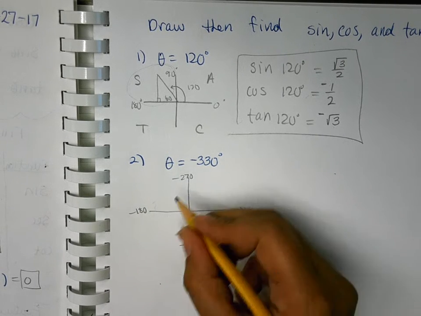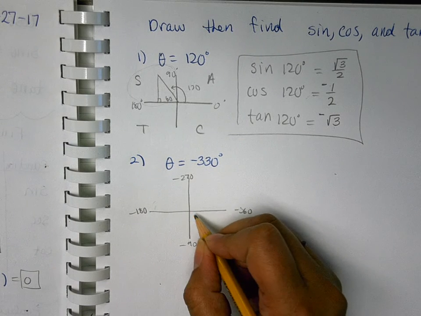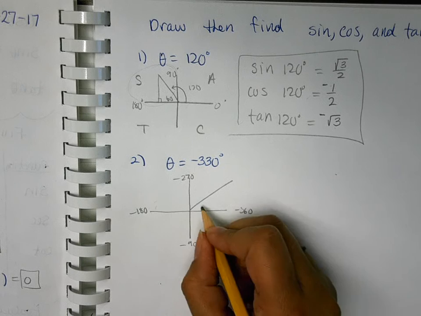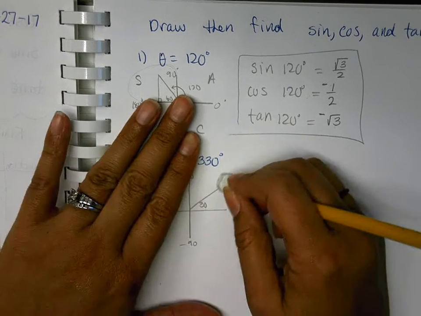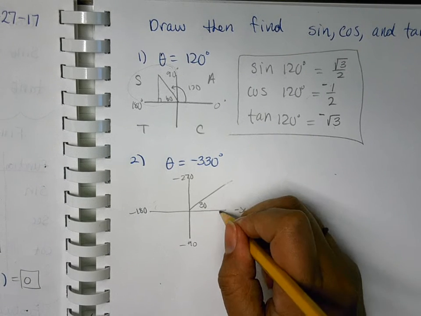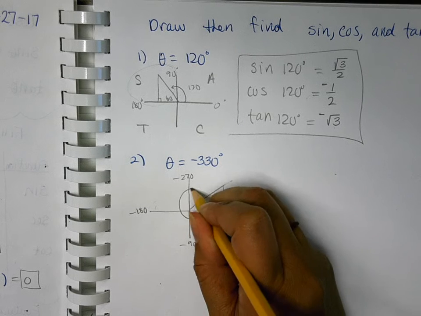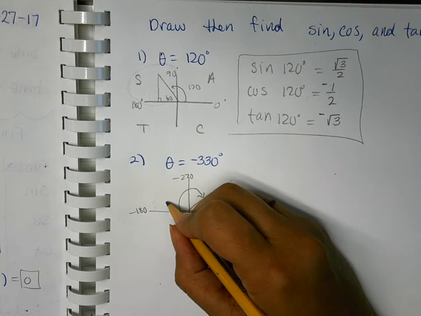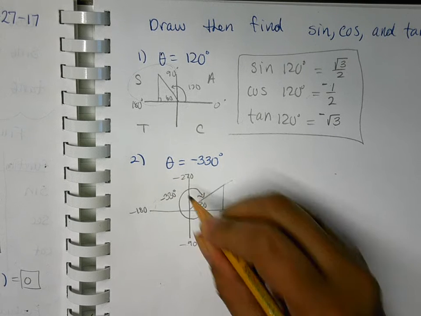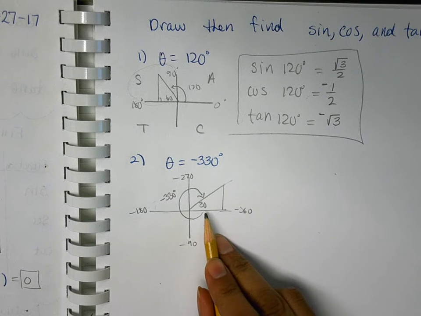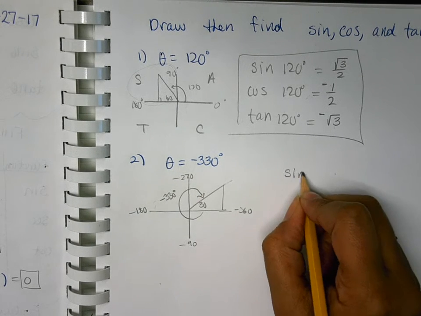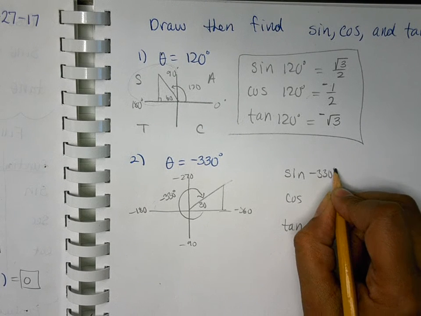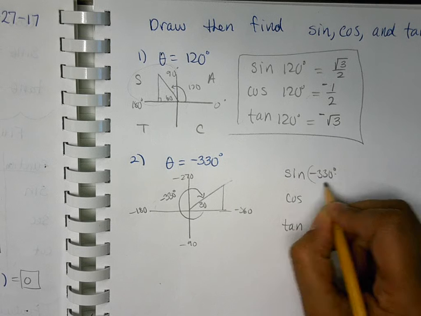Which quadrant will I be in? 1. And how far is 330 from 360? 30 degrees. So is 30 degrees my reference angle? Yes. All right, so again, it's going this way. You draw your arrow to show it's in the negative direction. Technically, the angle I'm working with is negative 330, but can I use 30 as the reference angle? So sine, cosine, and tangent of negative 330 degrees.